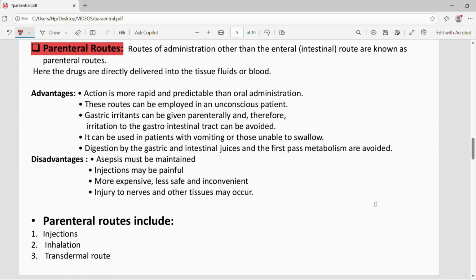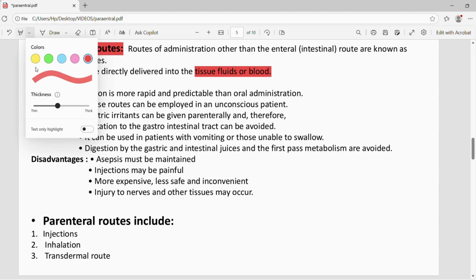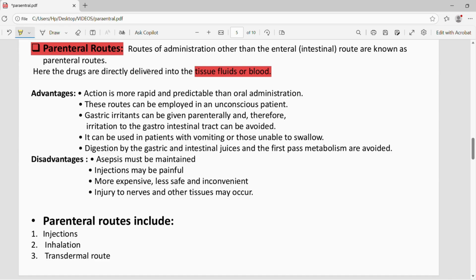Now in this video we will see parenteral route of drug administration. Routes of administration other than the intestinal route are known as parenteral route. Here the drugs are directly delivered into the tissues or blood. So parenteral means other than intestinal route.